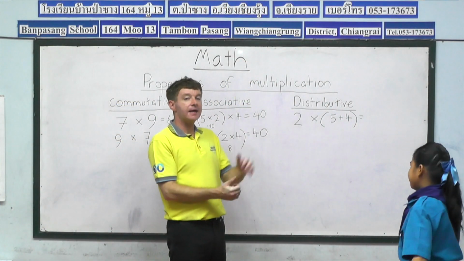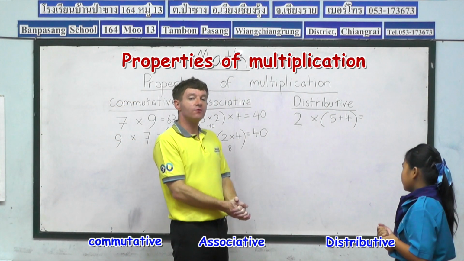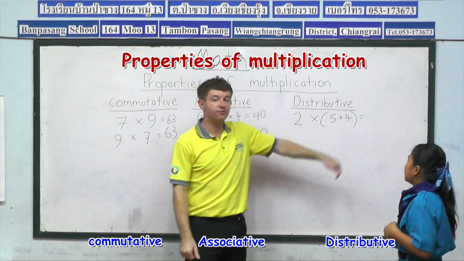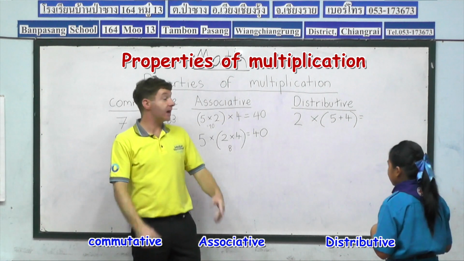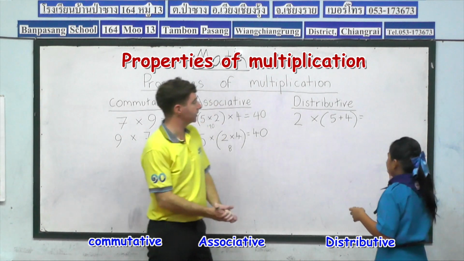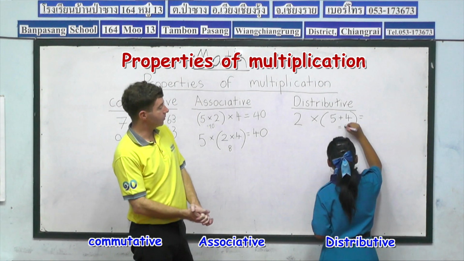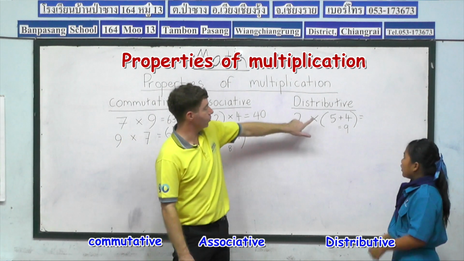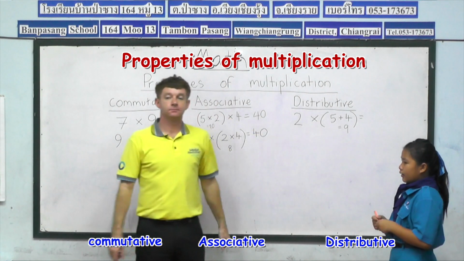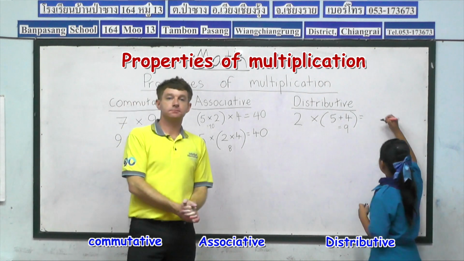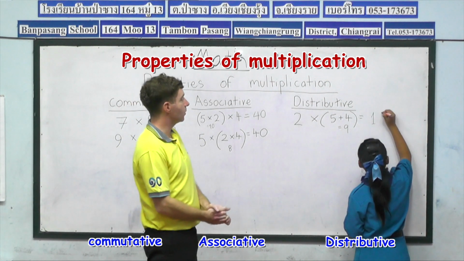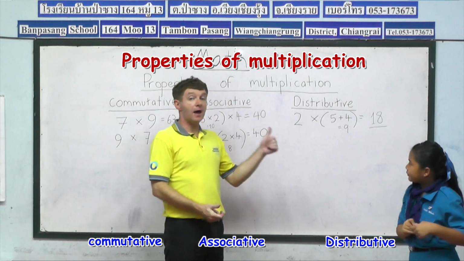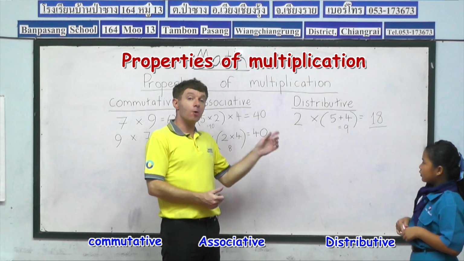So once again, guys, which part of our sum do we do first? In brackets, 5 plus 4 equals 9. So Lakgao, can you write 9 here, please? Equals 9. Perfect. Now, for stage 2, 2 times 9 equals 18. Perfect. That's well worked out by Lakgao. So we've got our answer, but we can do this property another way.